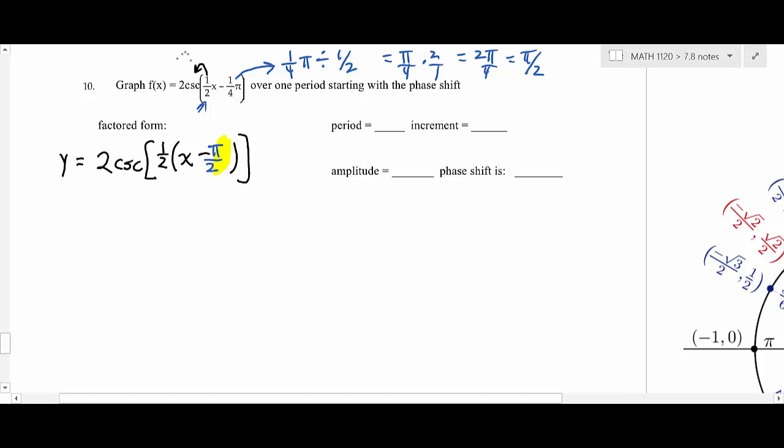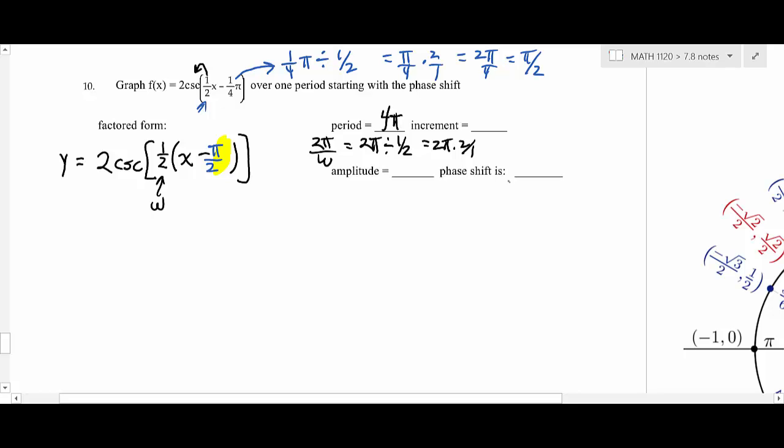Now let's identify everything, and then we'll get our graph put together. So the period, remember the formula is 2 pi over omega. This time omega is 1/2. You can do this in your head. That's 2 pi divided by 1/2. What is that? 4 pi. When you divide fractions, you get 2 pi times 2 over 1. So that's 4 pi. So the period's 4 pi.